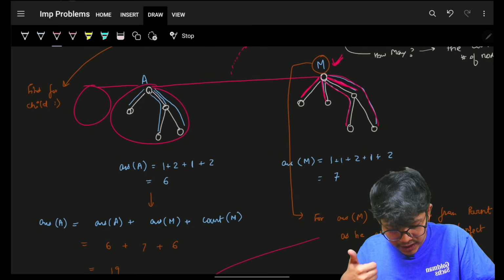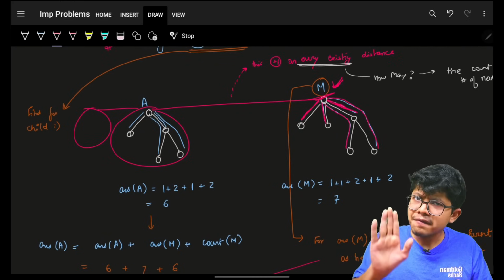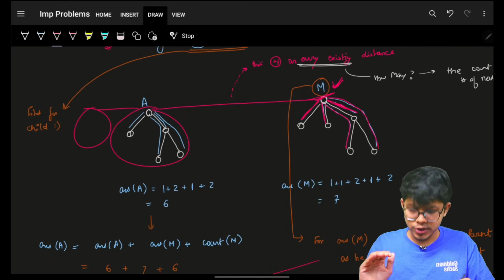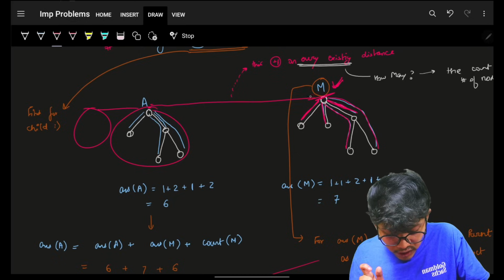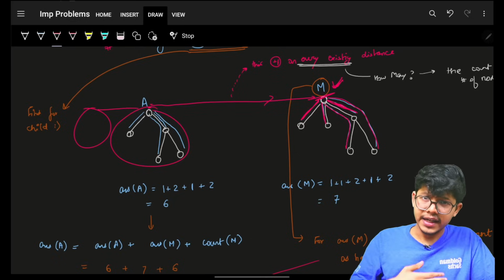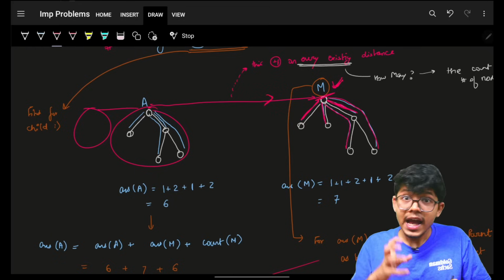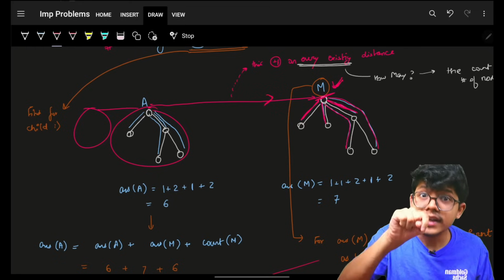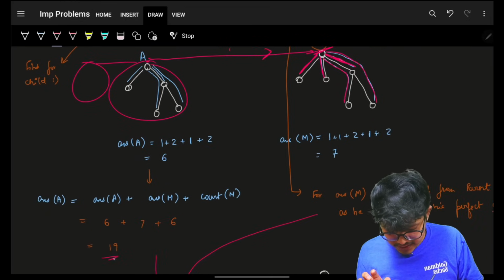I just have to take M into account. Now, a very simple fact. Your parent A has already taken you into consideration. Again, imagine you as a child and A as a parent. So your parent A has already taken you into consideration and got his answer. So he got his answer as 19.